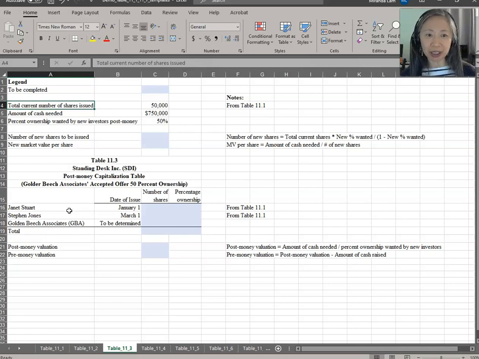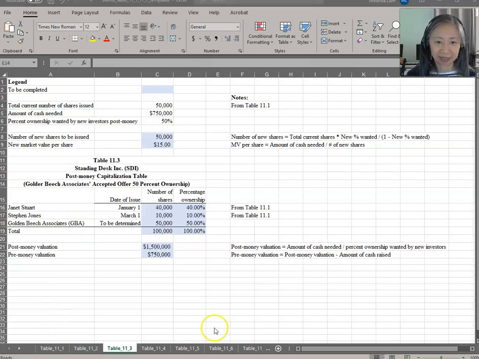So I'm going to ask you to pause the video, try to retrace the steps that we did for table 11.2, and try to do that on your own. And when you come back, I'll show you the solutions. Great. Did you get these answers? If not, go back and check. Your formula should be exactly the same between table 11.2 and table 11.3. So the really important thing is to make sure you get 50,000 shares. And again, you can do that using this formula. If you do have questions, you can always send me a note.